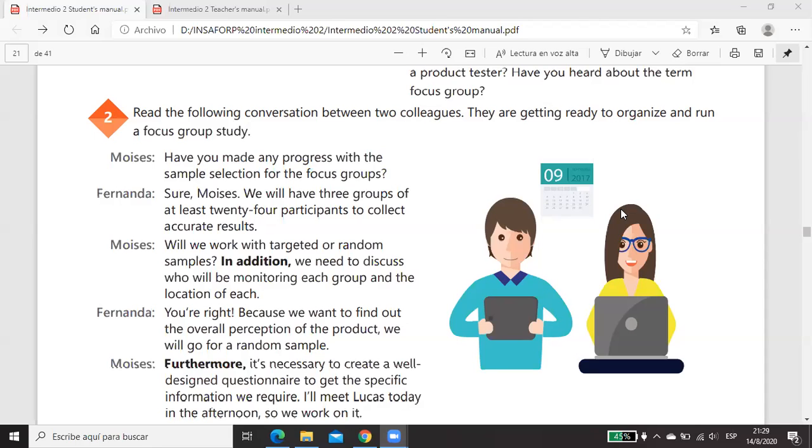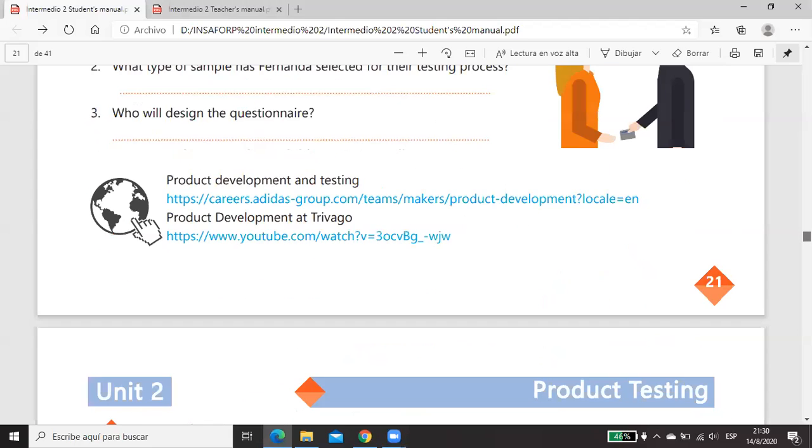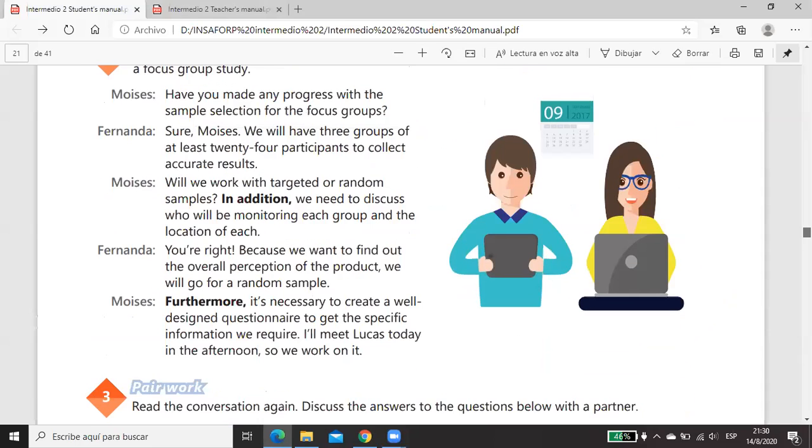In this lesson, we are using focus groups for testing a product, like in Trivago. In Trivago, they have these focus groups, and people test the product and give their opinions about it. And you are going to make a conversation like the one on your screen, in your manual on page 21. So you're going to make a similar conversation where you're planning how to run your focus group. Great. I'll go check on the other group.